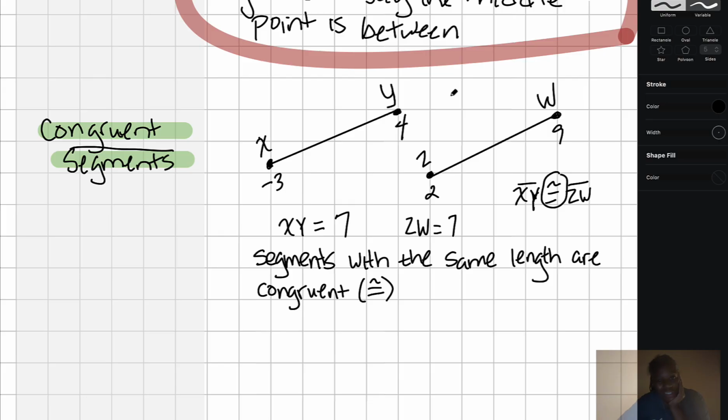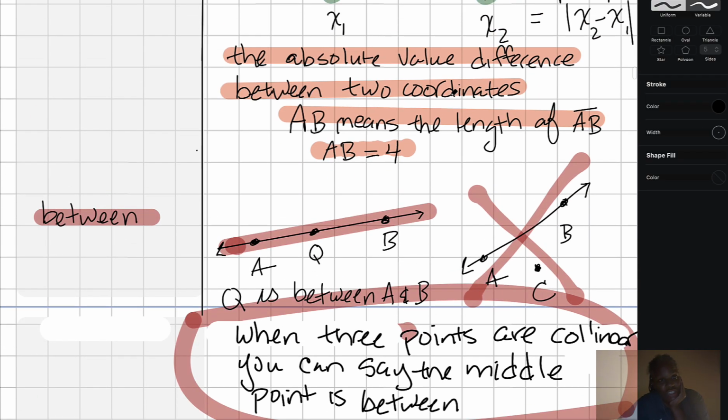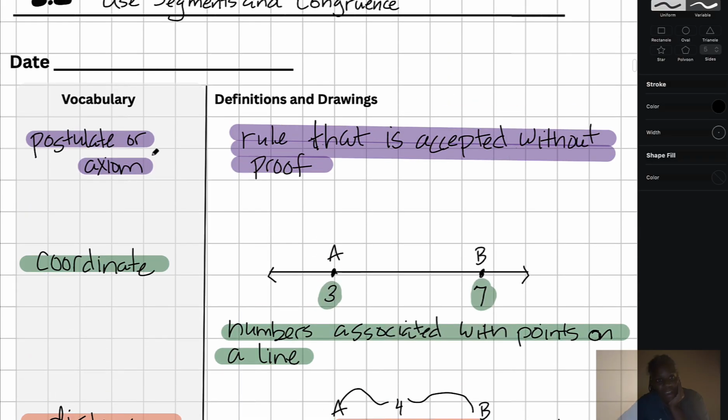So here, the last 2 things we're going to talk about are actually postulates. Remember what postulates are from earlier in our notes? A postulate or an axiom is a rule that is accepted without proof. So we're going to give our first and second postulates of the entire year. So we're going to start off with that, make some space, and we're going to write them as definitions.